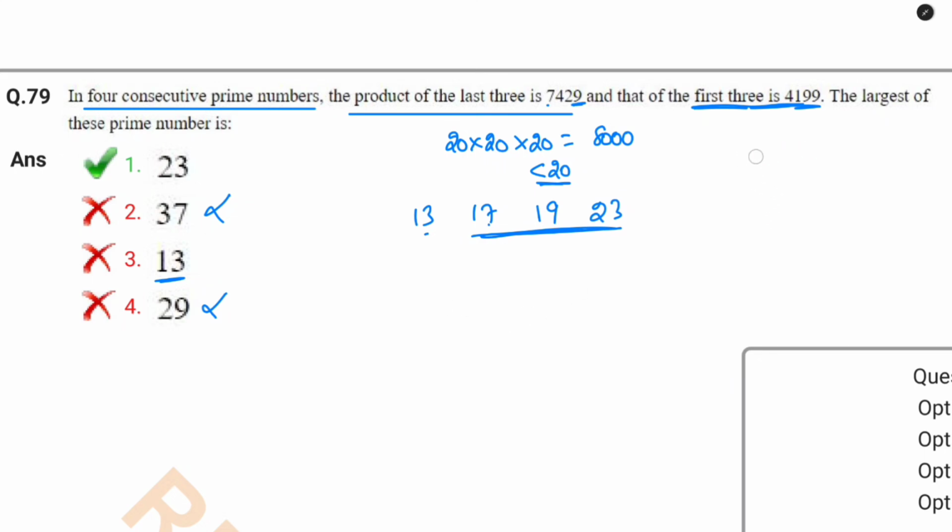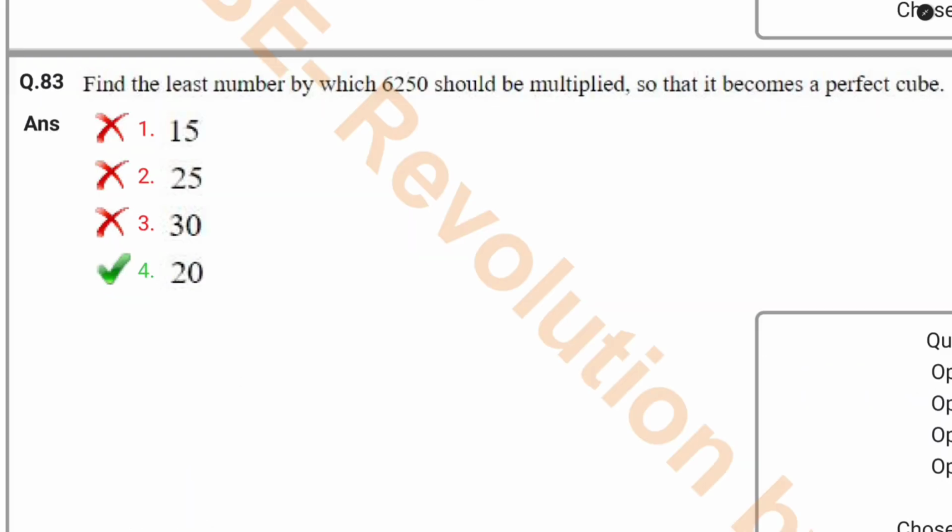13 into 17, sorry. So since both have satisfied, we have to find the largest of the prime numbers. The largest of the prime numbers will be 23. The shortest of the prime numbers will be 13. So the answer should be 23.